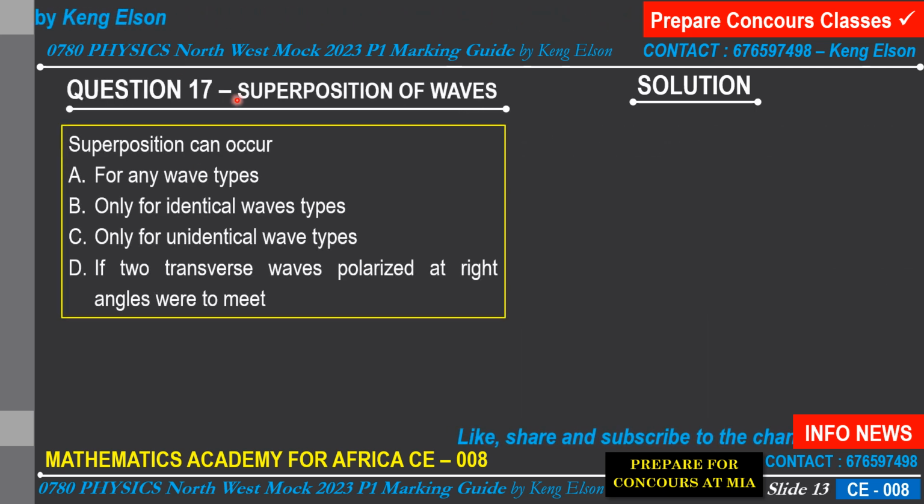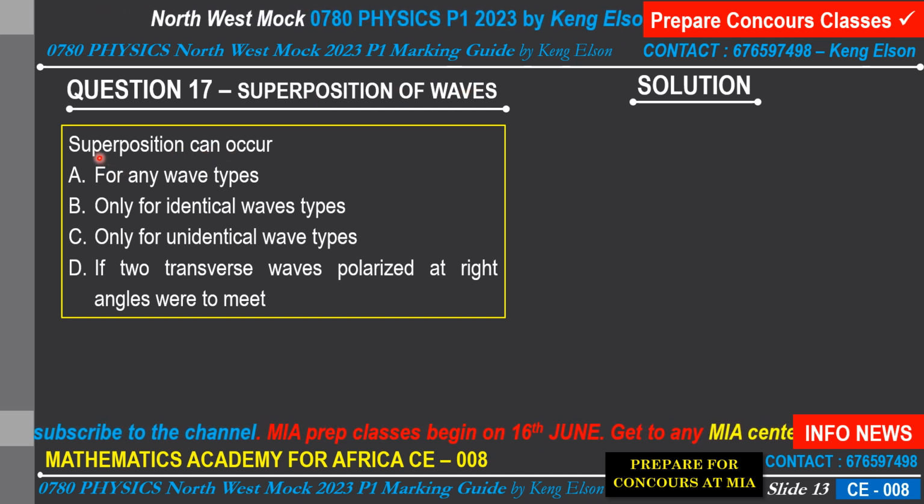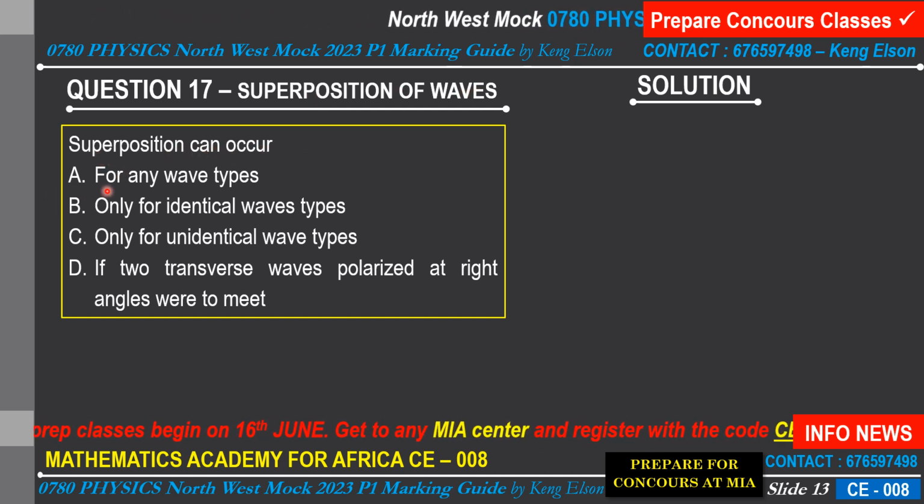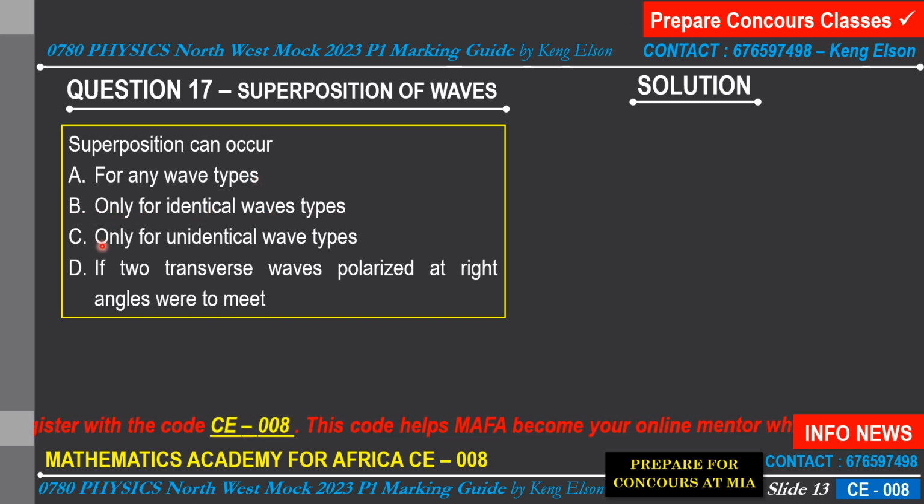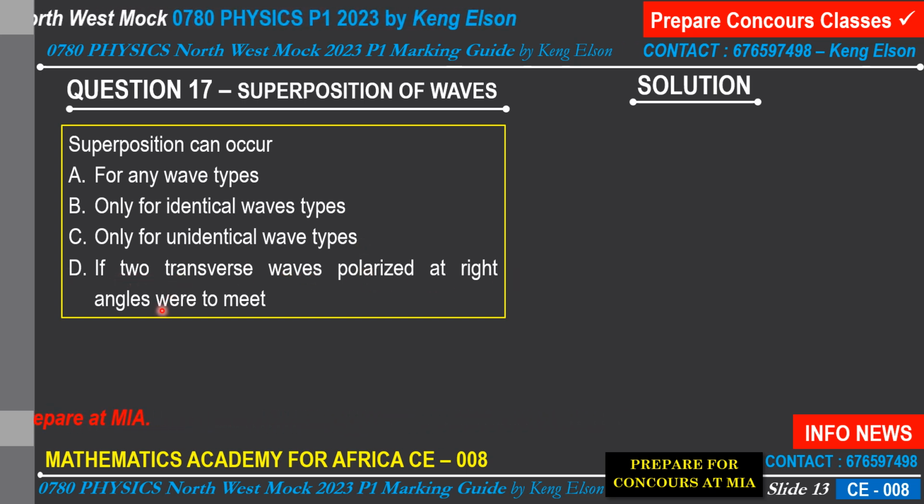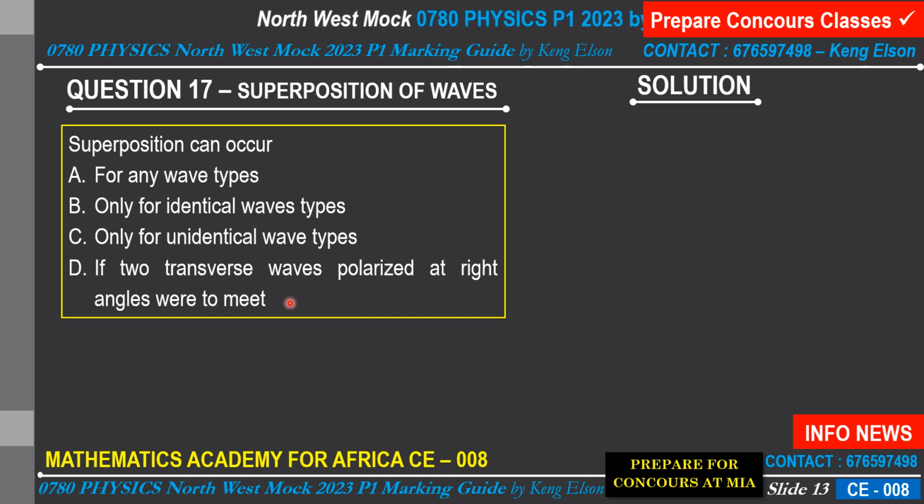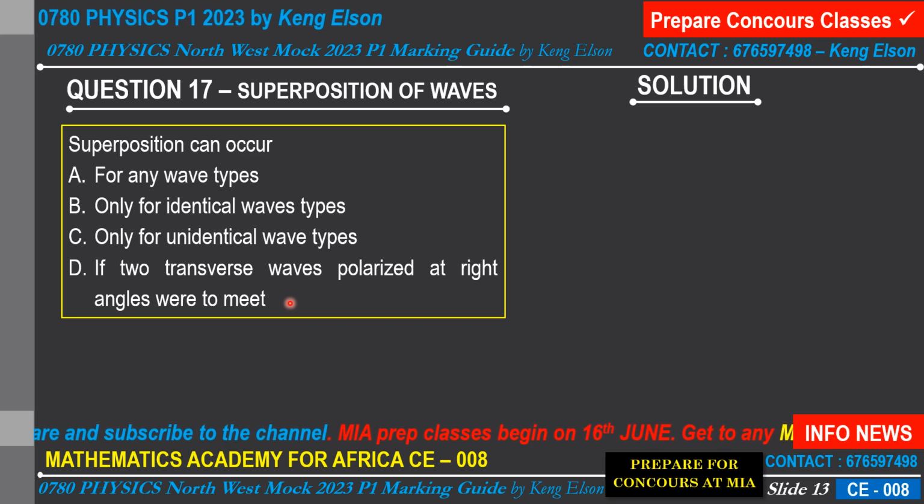Alright, question 17 is on the principle of superposition of waves. So the question reads, superposition can occur A, for any wave type, B, only for identical wave types, C, only for unidentical wave types, and D, if two transverse waves polarized at right angles were to meet. So the first assignment I'm going to give you guys to tell me in the comment section is, what is the principle of superposition of waves? So state the principle of superposition of waves in the comment section.